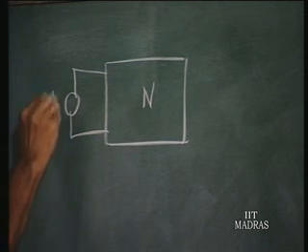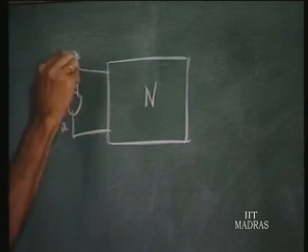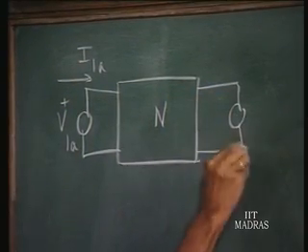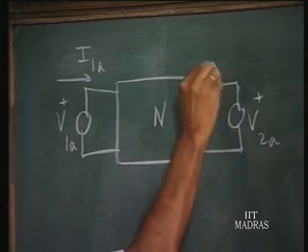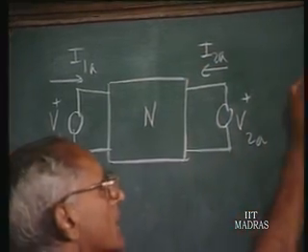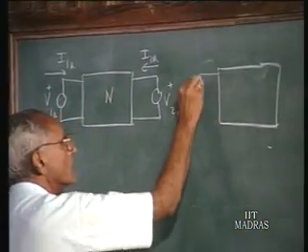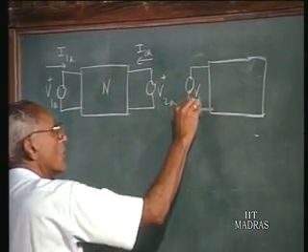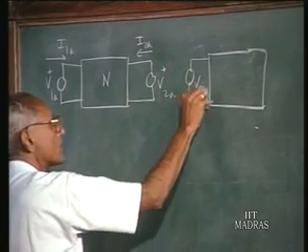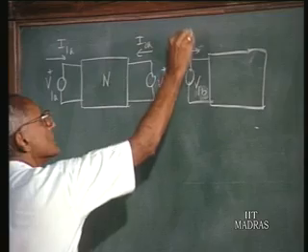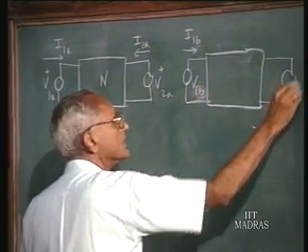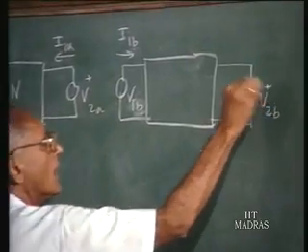So I will write here V1A and the corresponding current I1A, V2A and the corresponding current I2A. This is the condition A, and the same network with different terminal conditions: V1b, no longer P is required, and this is I1b, and this is V2b, and this is I2b.